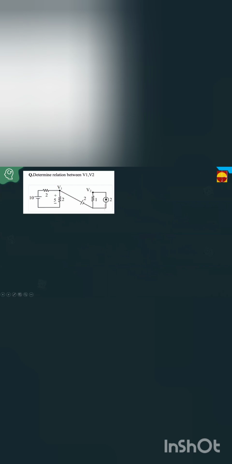There are so many ways of solving these problems. You have to find the relation between V1 and V2. Not the same problem, the same model I already solved. What is the relation between V1 and V2? Here I'm solving this problem 3 or 4 different ways.